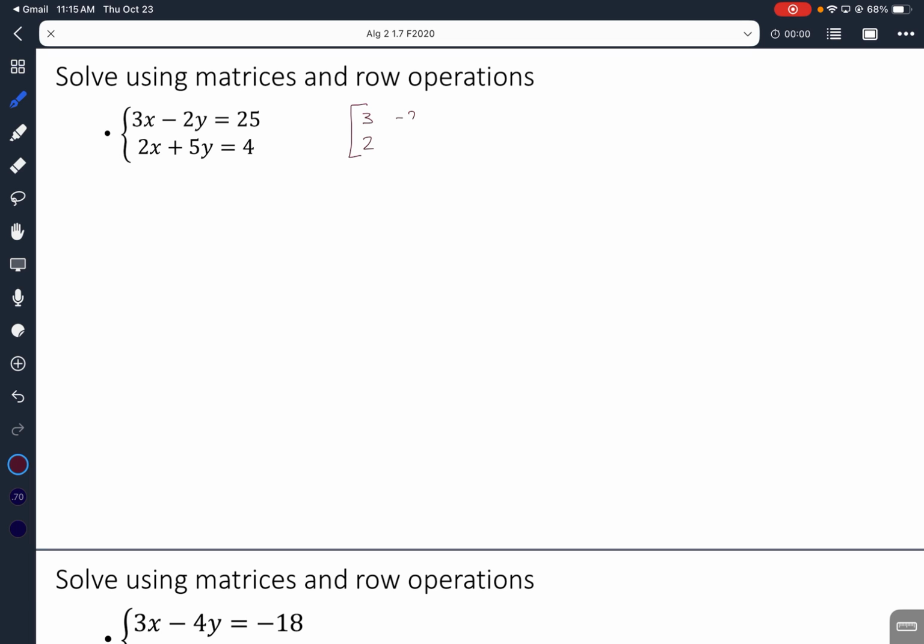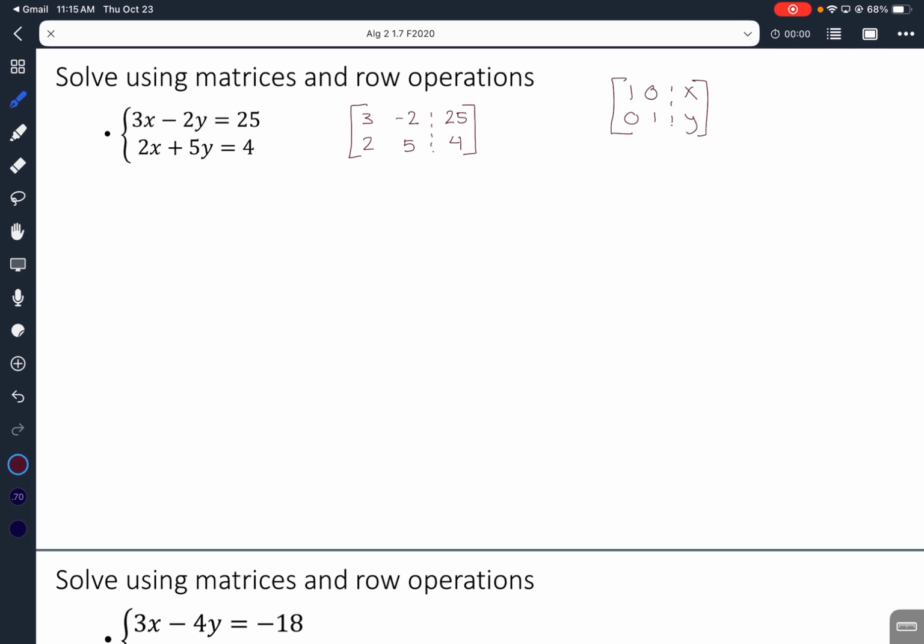Okay, -2, 5, 25, 4. Okay, so we have an augmented matrix. Okay, so our goal, remember, is 1, 0, 0, 1, and then we're going to have an X and a Y. That is our goal. So that is what we're getting to. So we're going to be eliminating. Isn't that how we got zeros before?